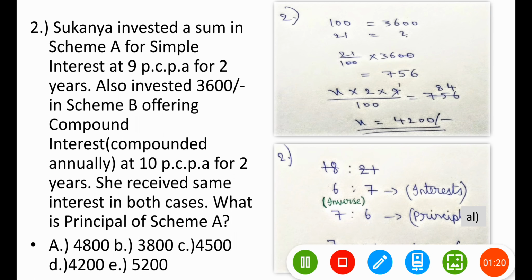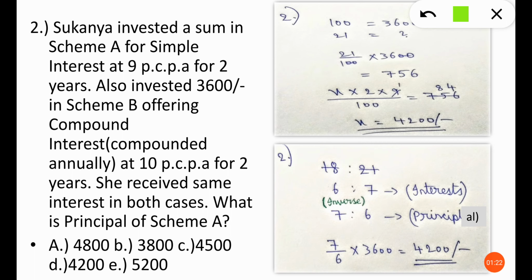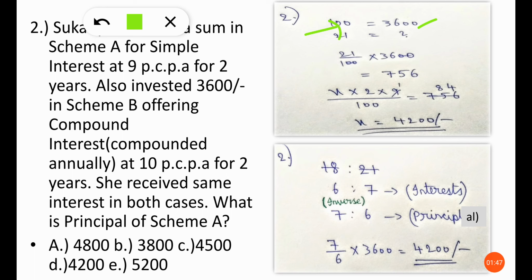Sukanya invested a sum in scheme A for simple interest at 9% per annum for 2 years. And she also invested 3,600 in scheme B offering compound interest at 10% per annum for 2 years. She received same interest in both the cases. What is the principal of scheme A? It is clearly given the 100% value. The 100% value is 3,600 rupees. This is the principal in compound interest.